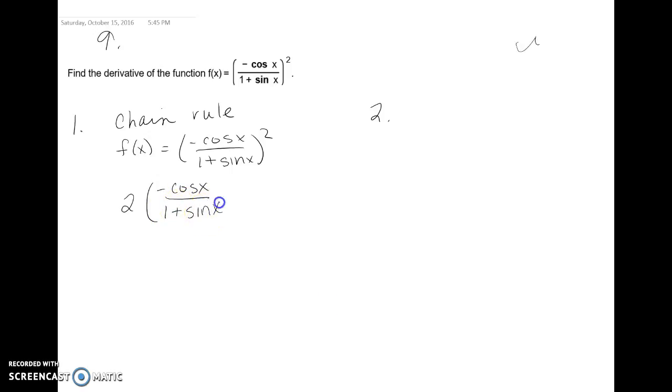So we'd leave that alone. This would become to the first power. Now we need to multiply by the derivative of that inside stuff. And to do that, we need to do the quotient rule. So that's probably not going to be enough room.